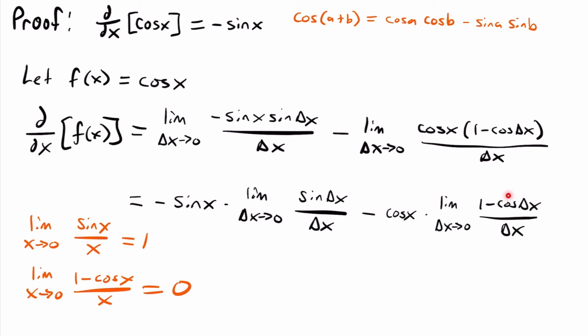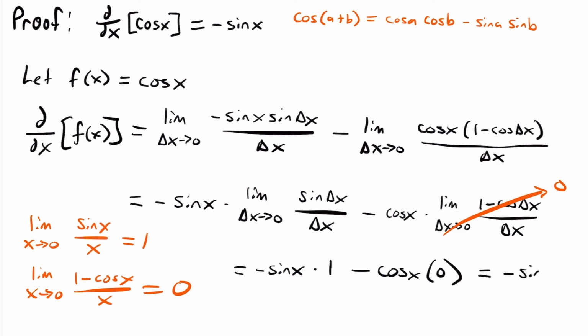And that is the same for this limit right here, right? We have the limit as delta x approaches 0 of 1 minus cosine of delta x divided by delta x, which is the same limit as this limit right here, except it is defined with x. And so it doesn't matter that the variables are different, they are still the same limit. And so this limit will become 0, and this limit will become 1. And so we'll have that this is equal to negative sine x times 1 minus cosine x times 0. Right, and so then anything times 0 is 0, and so this whole term is eliminated, and so what we have is that this is just equal to negative sine x.